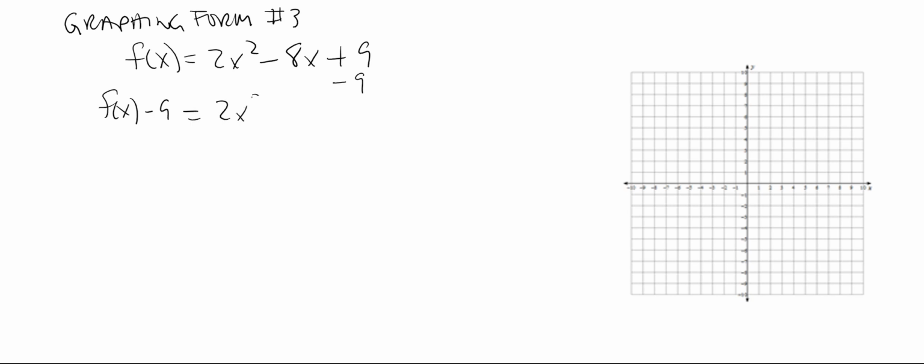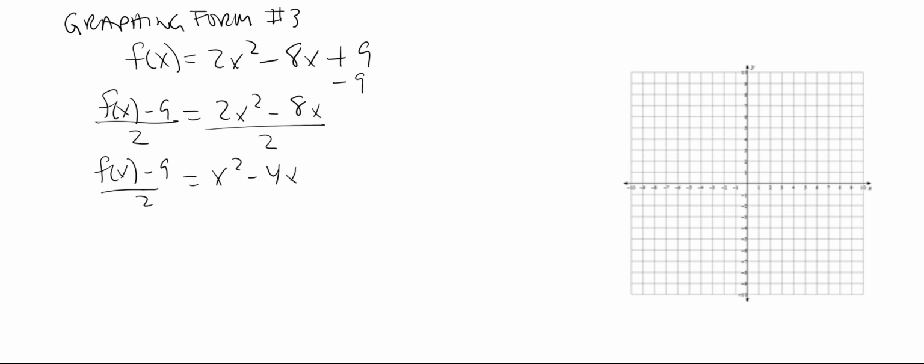So then I get 2x squared minus 8x. And then I'm going to divide both things by 2 because I need to make a 1. So I divide this side by 2. So then I get f of x minus 9 divided by 2 equals x squared minus 4x. Then I'm going to complete the square.